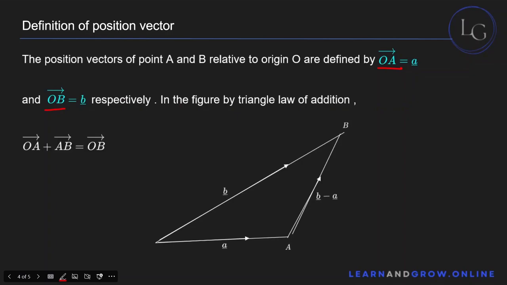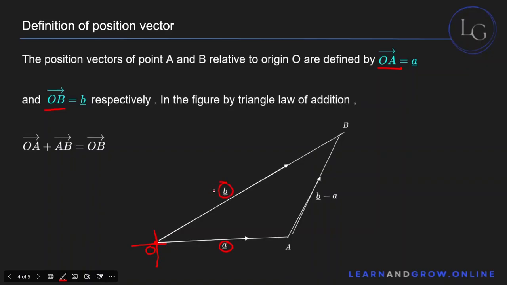And here, in the figure, by the triangular law of addition, simple. Let's say that this is the origin O. If you had an XY plane, this would be the origin. So let's just say this is an XY plane, okay? And this starts at the position O, the origin. So the vector OA is this one, and the vector OB is this one.